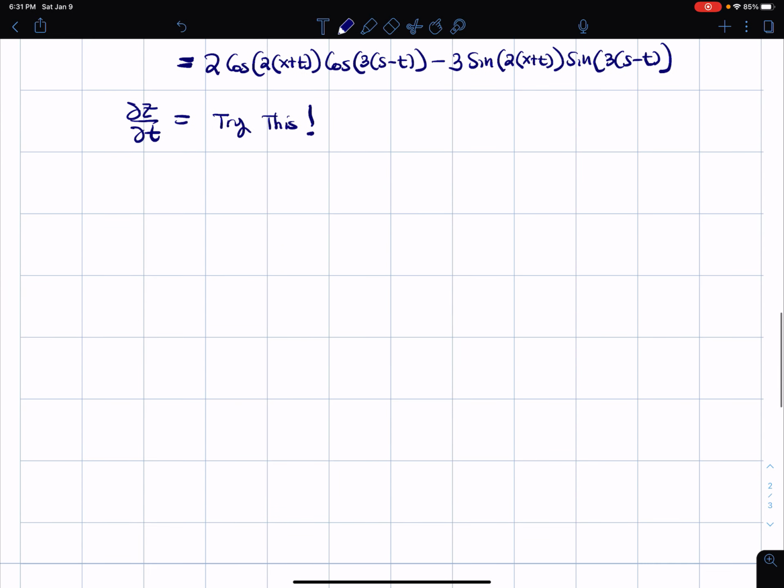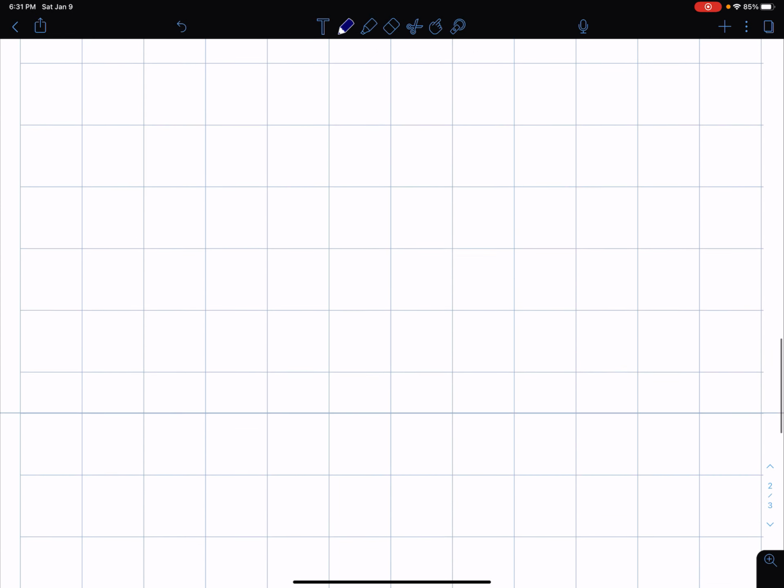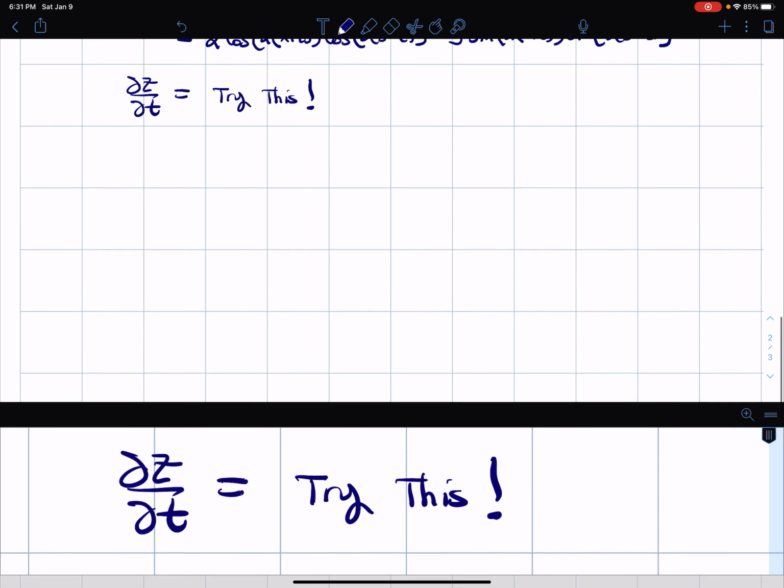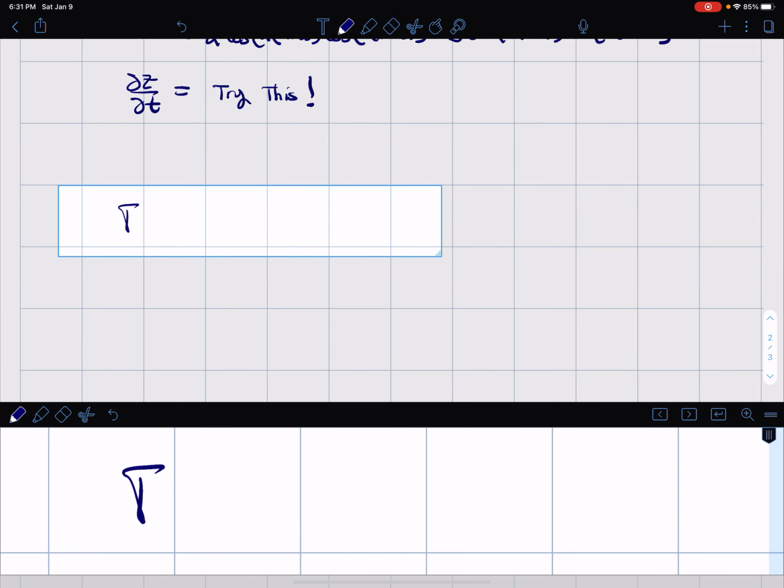Now I want to end this section with implicit differentiation. This is something you're familiar with from Calc 1.